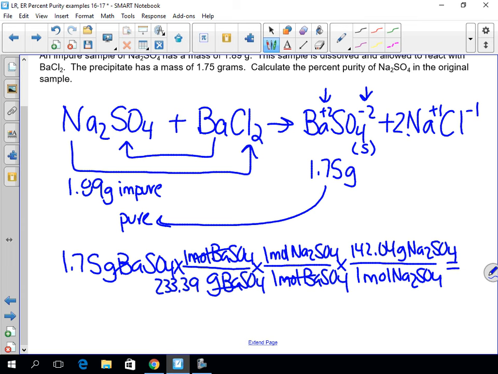So we know we made 1.75 grams of barium sulfate. The only place the sulfate can come from is from our pure sodium sulfate. So we're going to work back and figure out how much sodium sulfate we have there. And we've got 1.06 grams of sodium sulfate. That is pure. So look at the difference between our pure value and our impure value. There was a lot of junk in that sample.